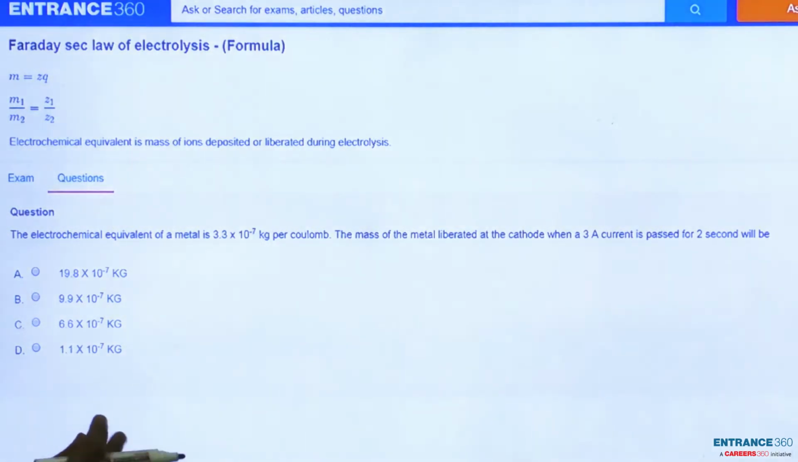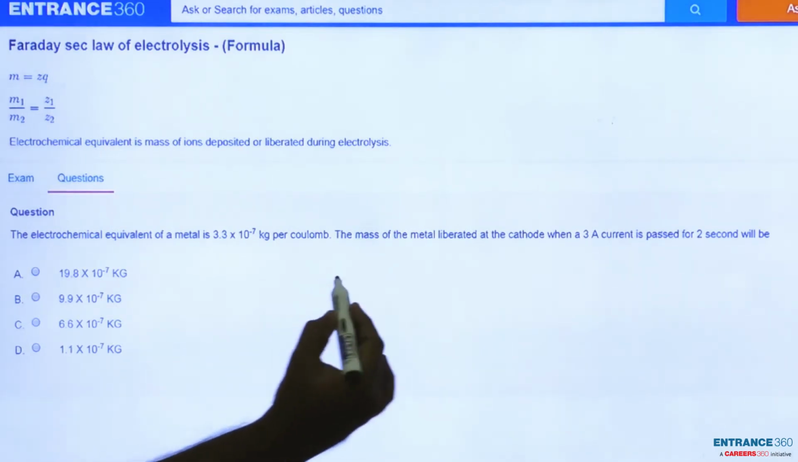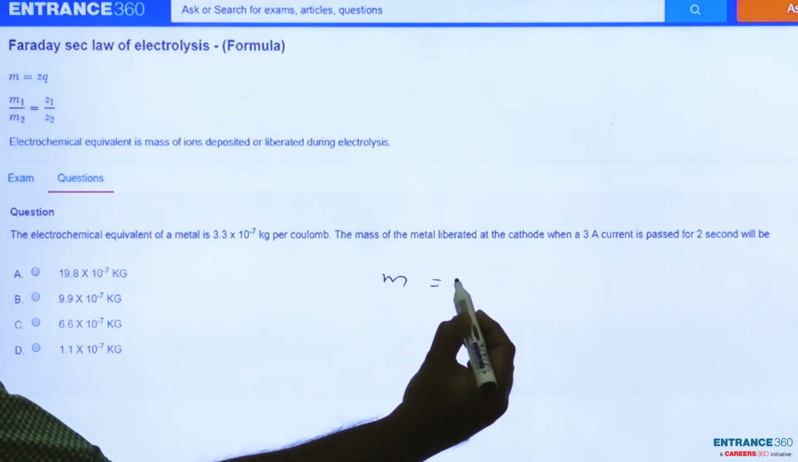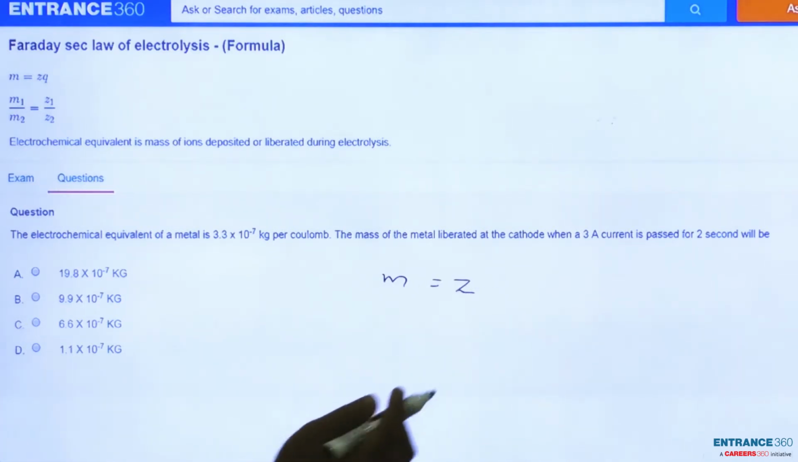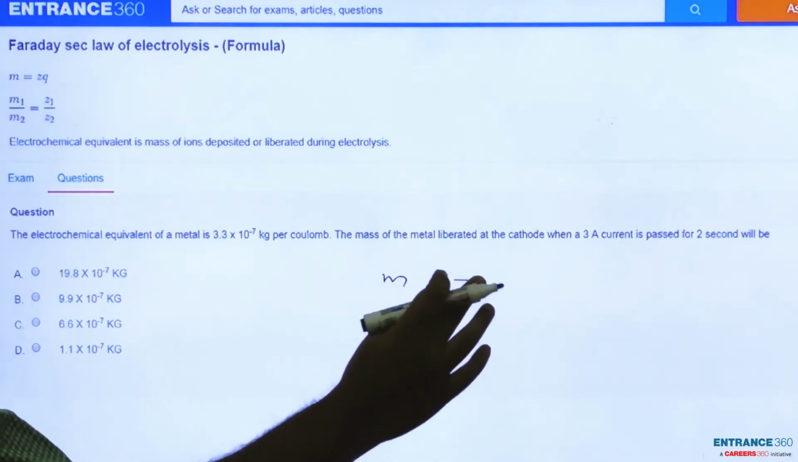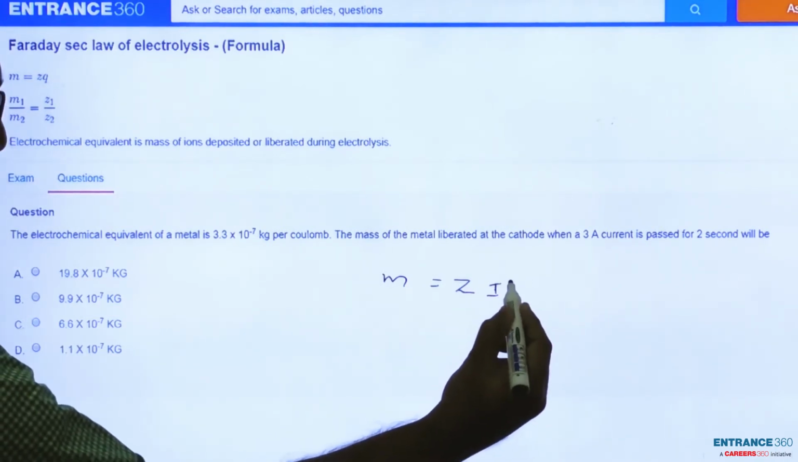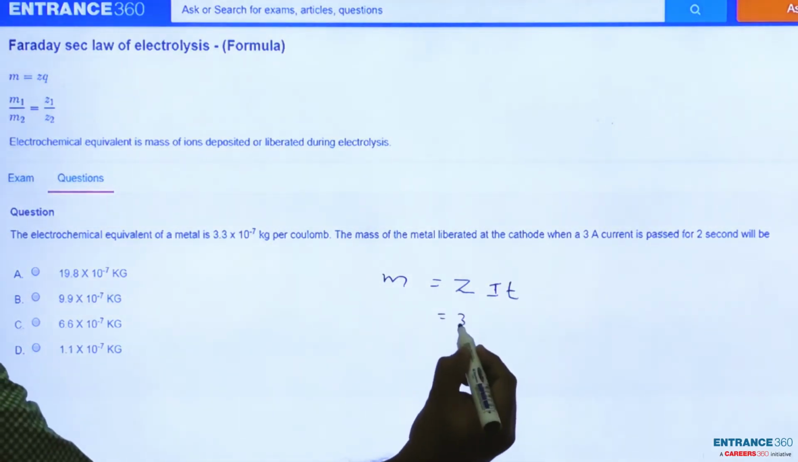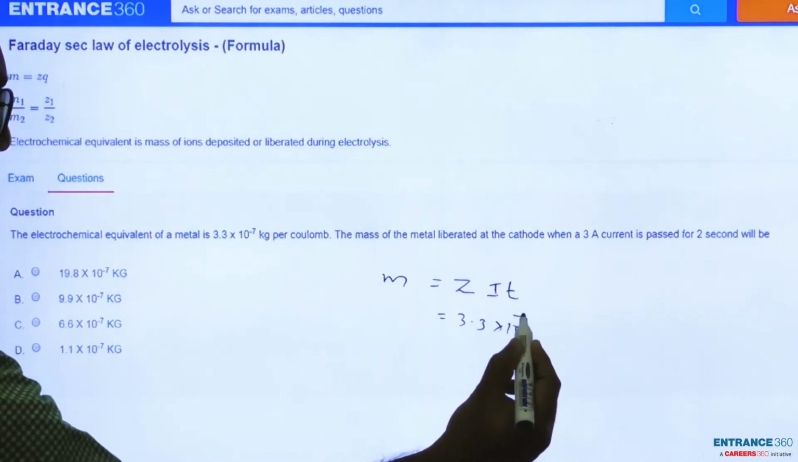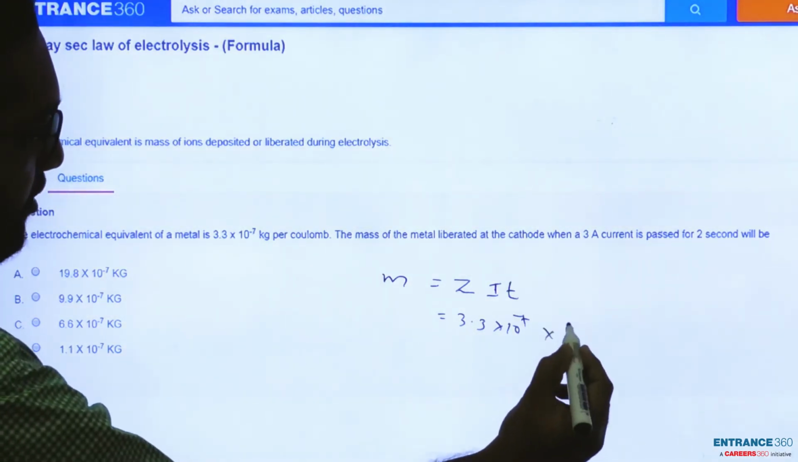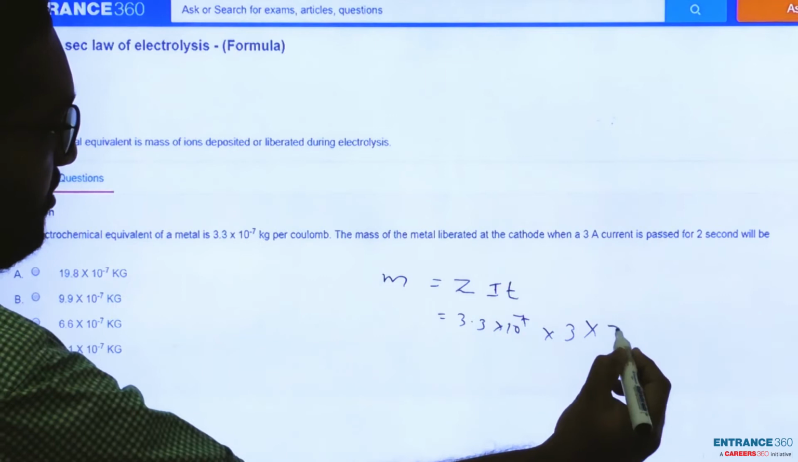So, according to Faraday's first law of electrolysis, the mass liberated equals the electrochemical equivalent into the quantity of electricity passed, or we can say m = ZIt. The electrochemical equivalent is given as 3.3 into 10 raised to minus 7 kilogram per coulomb, the current is given as 3 ampere, and the time is given as 2 seconds.